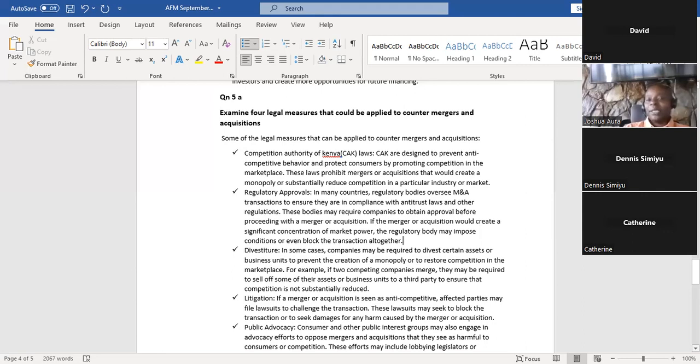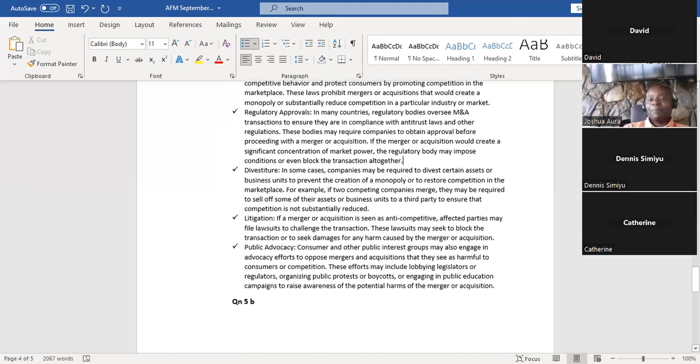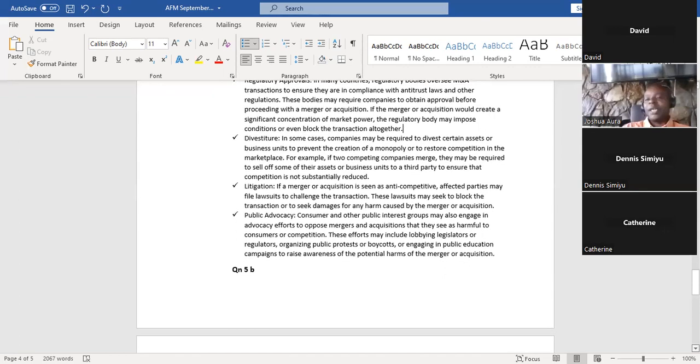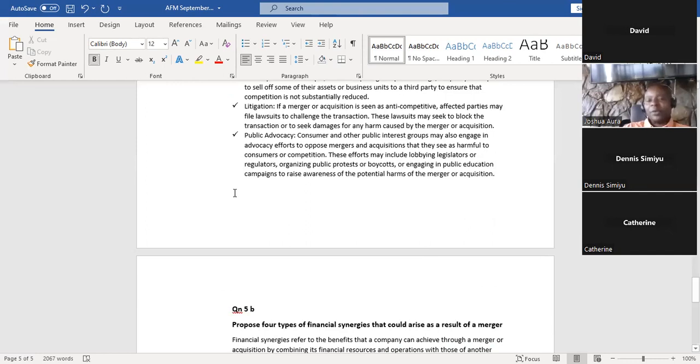Litigation: anybody can be a litigant. Once you realize that if these two companies come together they are going to exploit customers, affected parties may file lawsuits. Then we have public advocacy: consumer and other public interest groups may also engage in advocacy and oppose mergers through what we call public participation, etc. I hope I've given you quite something that you can remember. Like now, boycotts. They can say we are going to boycott if these guys are going to merge.